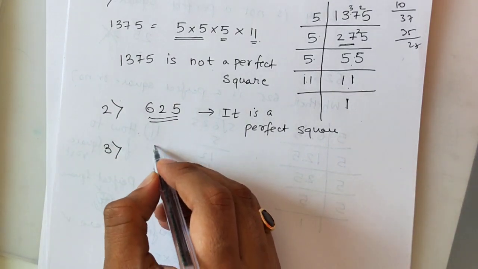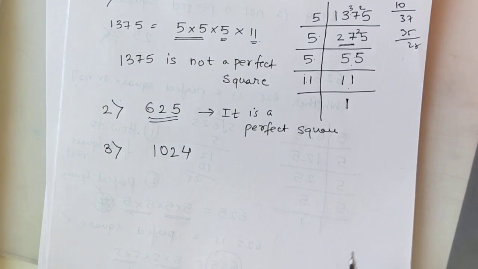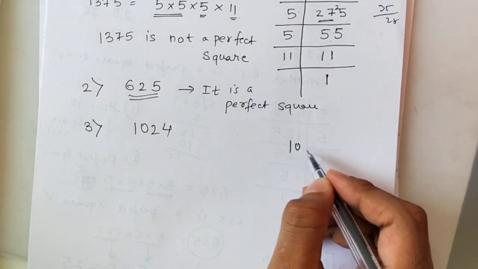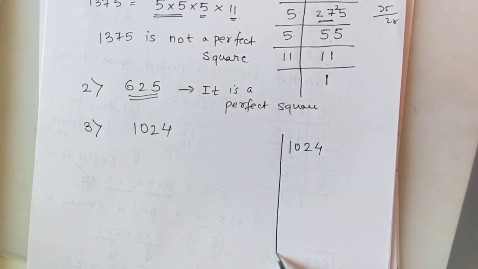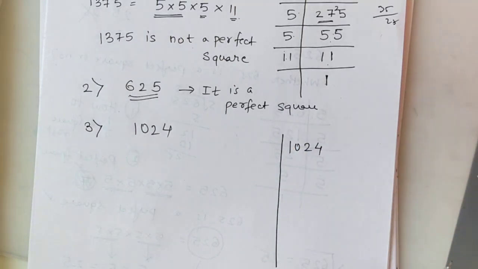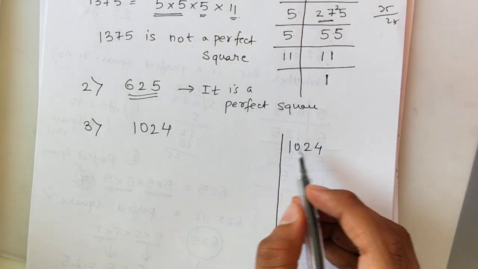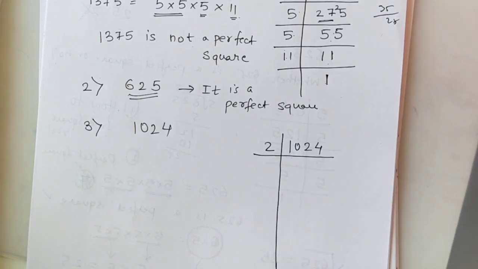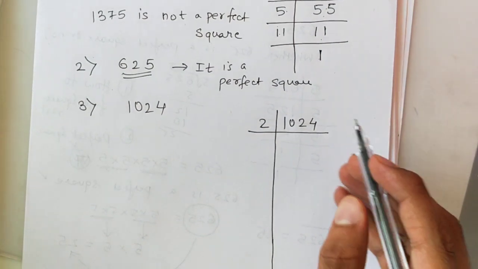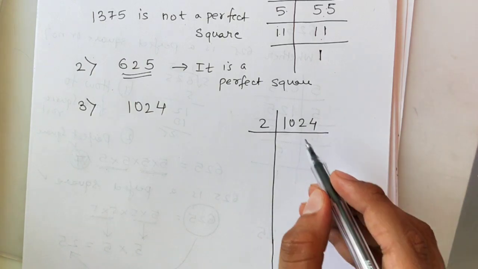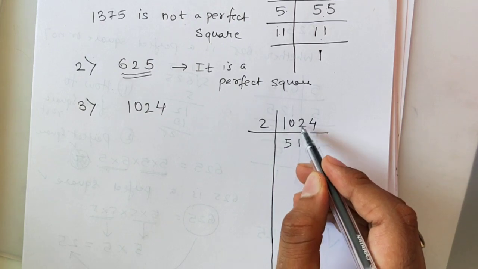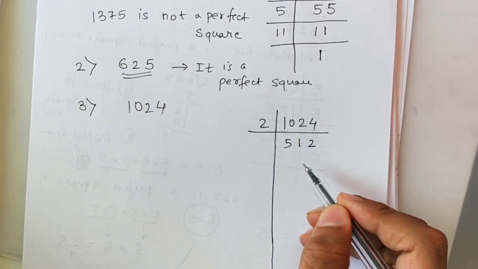Question number 9. The question is 1024. Okay, so let's do 1024. First, prime factorization of 1024. I'll start with 2. So first, 2 5s are 10. Okay, 2 1s are 2 and 2 2s are 4.